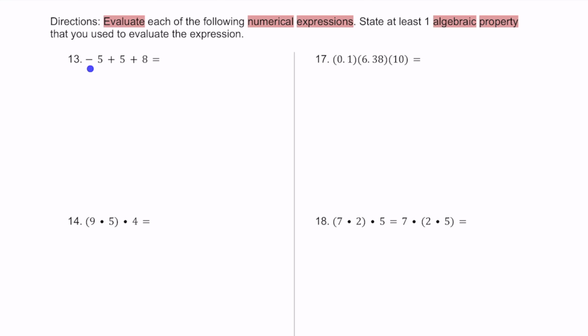So for number 13, we have the sum of -5 and +5 and +8, so we're adding these all together. Now, we really should just add these first two numbers together, this -5 plus 5. Since they're opposites, they're going to add to 0, right? So we're going to have 0 plus 8. Now, 0 plus 8 is just equal to 8, so that's what the value of this expression is going to be. Since we added 0 to 8 and it stayed the same, we can say that we used the identity property of addition here. We couldn't have used the commutative property because we did not change the order of anything, and we did not use the associative property because we did not change the grouping of anything either.